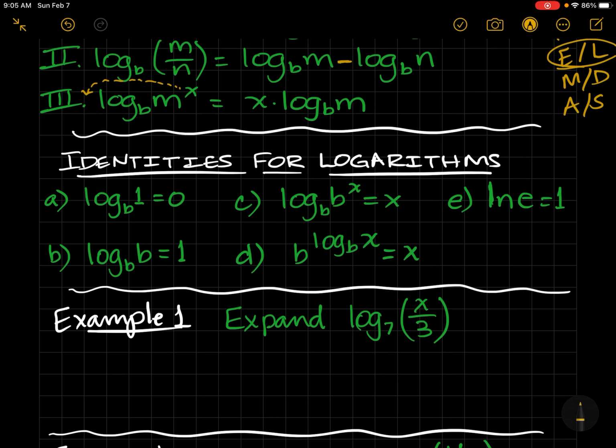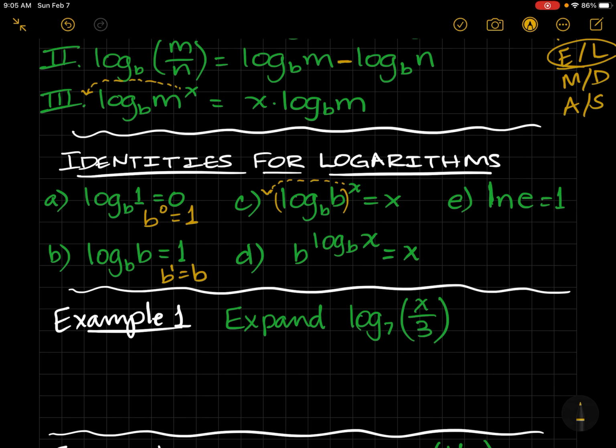Log base b of 1 equals 0. And this makes sense. If we were to convert it, we know anything to the 0 power is 1. So that makes perfect sense. If we look at this and convert this, b to the first power is b. So that's pretty obvious there. And this one, if we bring this around front, then we know this part is 1. So we just have x times 1 is x.